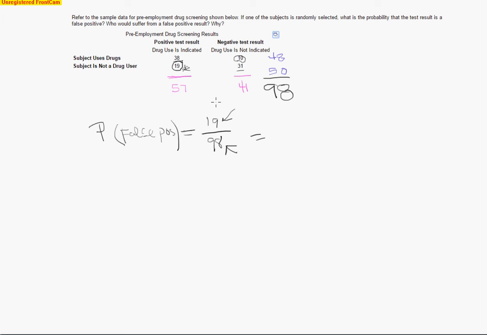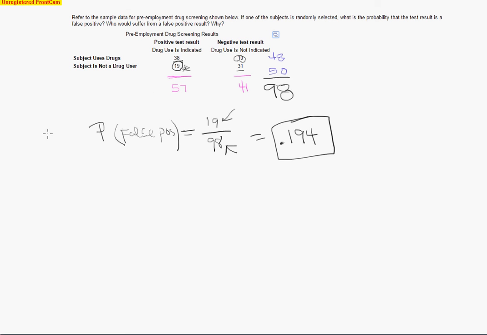This is always expressed as a decimal. I believe that's how they wanted it. So we'll do 19 divided by 98. You can just do that right on your calculator, and you will get 0.194 rounded to 3 decimal places. Okay, that's how you're going to take a look. It's really about taking the time to analyze your table before you tackle the problems.